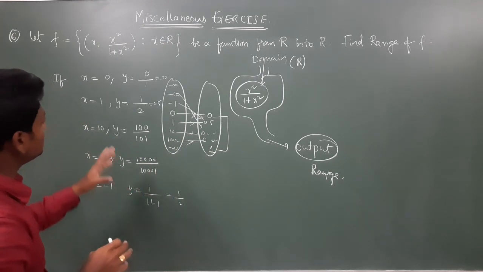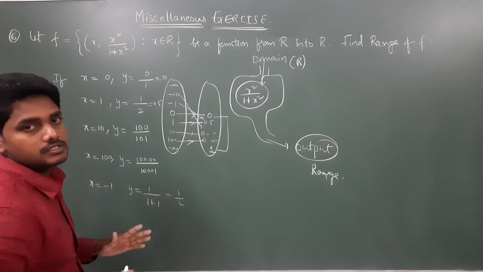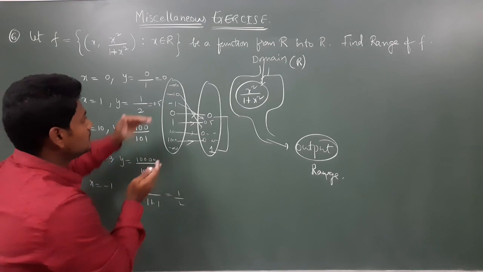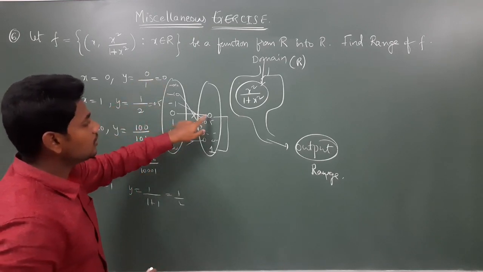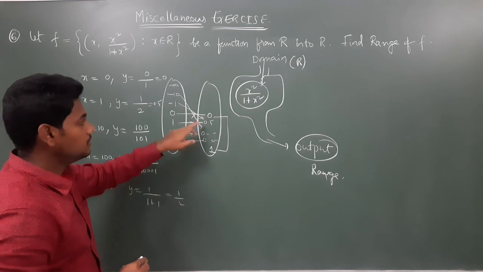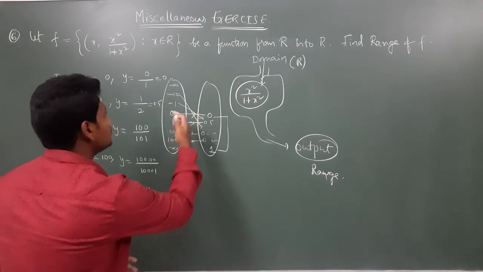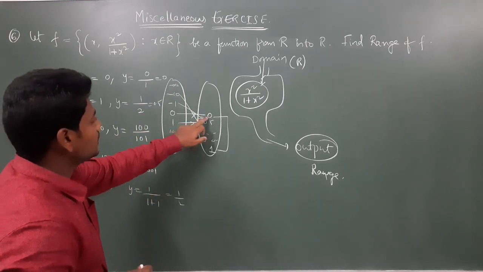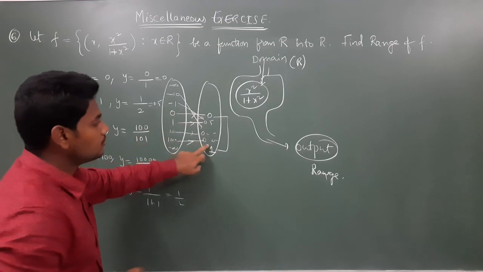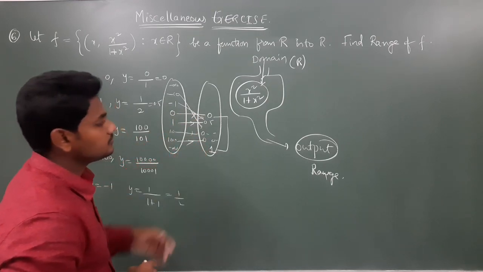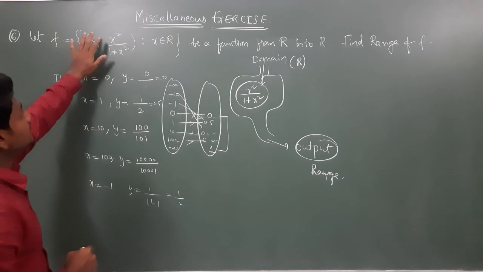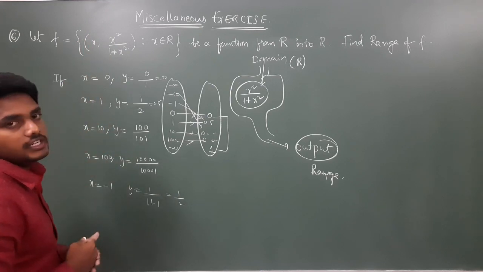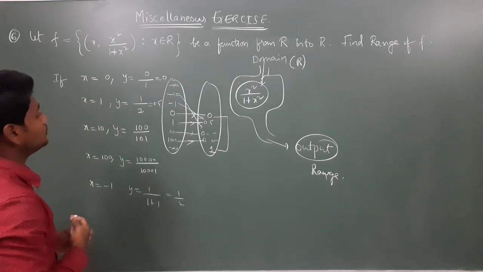So here you can clearly identify that whatever numbers you substitute, from minus infinity to infinity, we will always get values in between 0 to 1 only. You can substitute any number, but always you will get 0 to 1. We get 0 when x is equal to 0. But can we get 1? Whether you substitute 10 or 100 or minus 10, minus 5, minus 3, whatever number you substitute, you won't get 1.